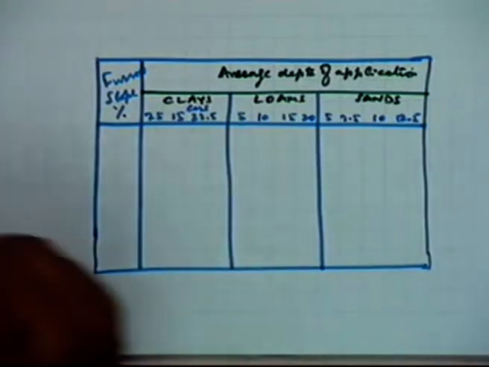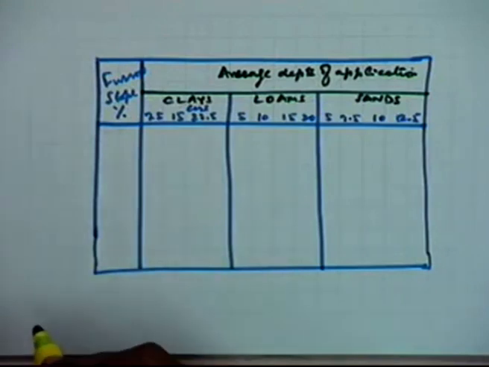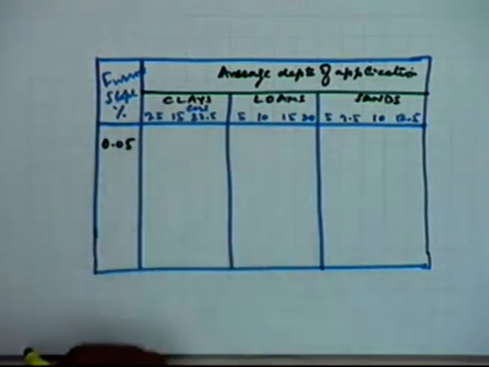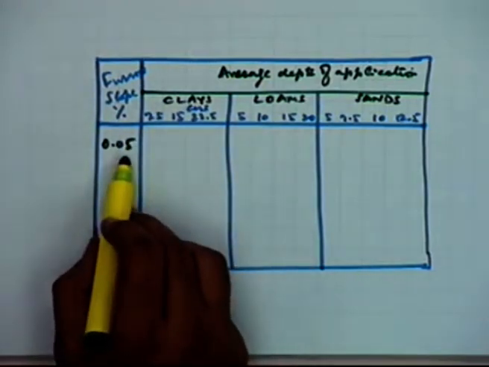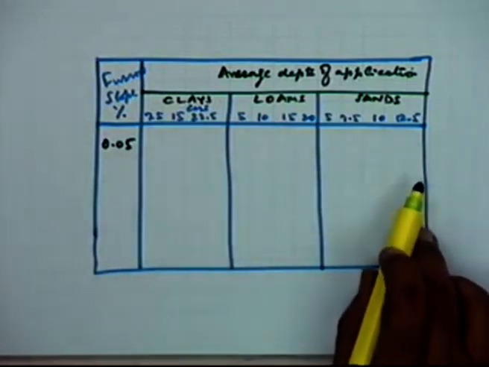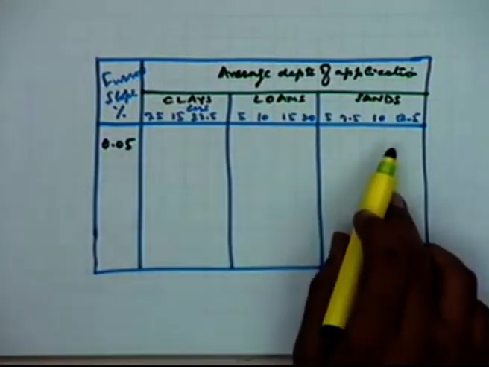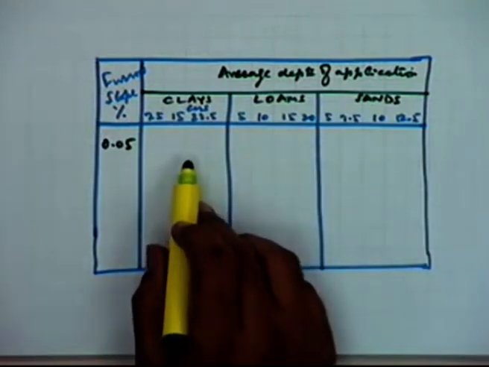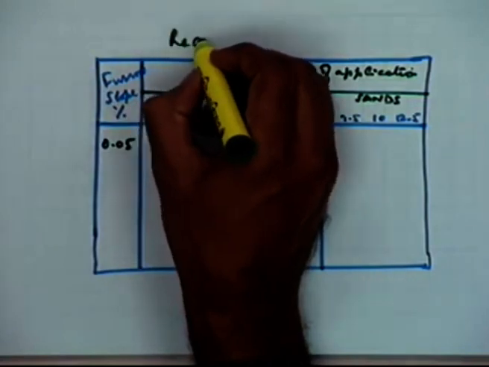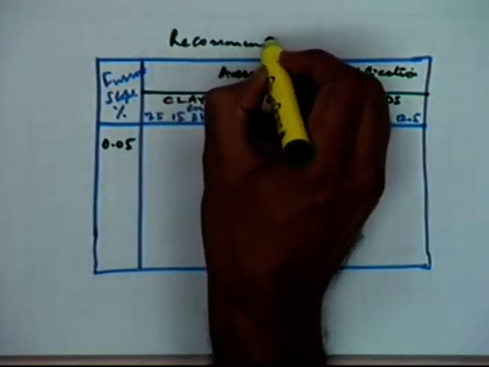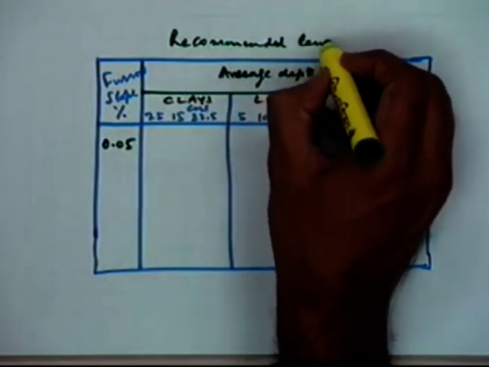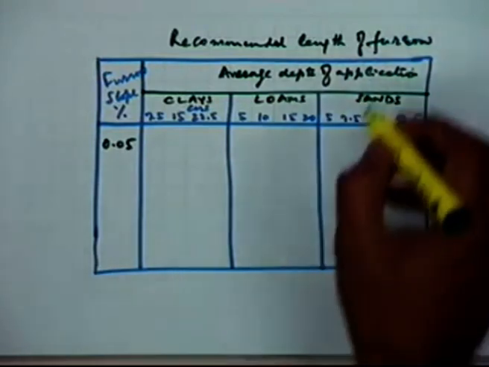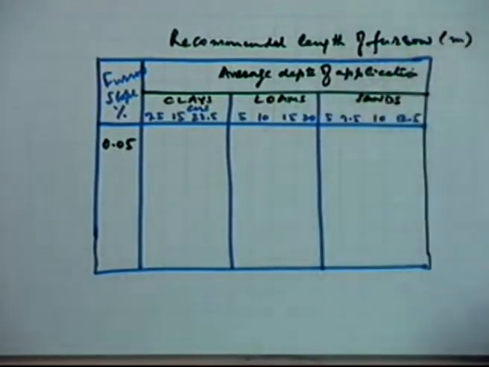So the suggested parameters can be of this type: for a specific slope, under different conditions of soil, for different depths of application, what will be the recommended length of the furrow. So this is giving a recommended length of furrow in meters.